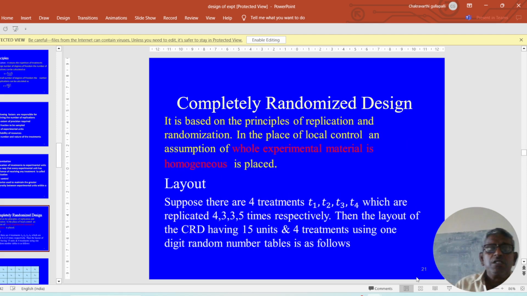Now, there are three types of designs we are studying here. One is the completely randomized design, another is the randomized block design, and the third is the Latin square design. These three are the basic randomized designs. In my next class, I will explain all those three designs.